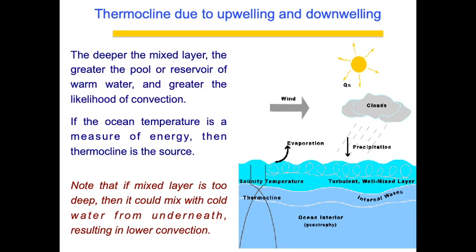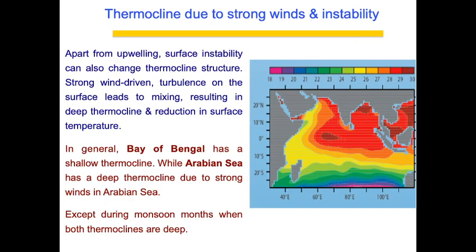That is only true for upwelling and downwelling kind of phenomenon, because downwelling means warmer water on the surface is going down, and that's why it is deepening the thermocline. However, for a basin like Bay of Bengal, which has a very shallow thermocline but has a lot of activity, this is kind of counterintuitive, right?